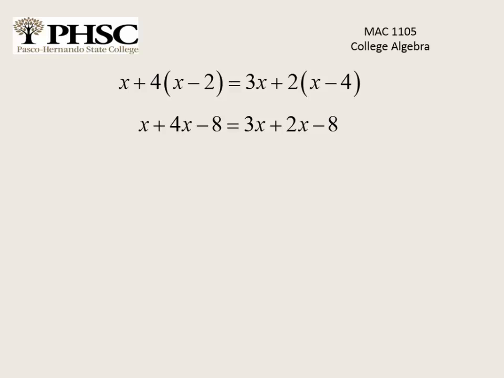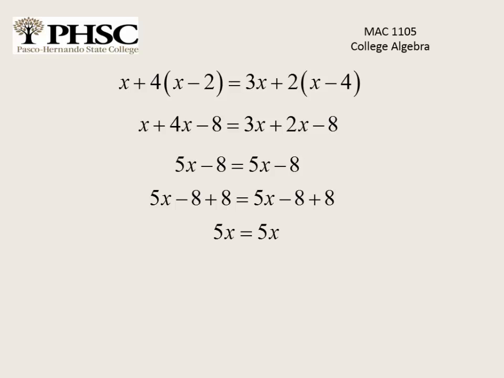And then we start combining like terms. So we're going to combine the x plus the 4x, and the 3x and the 2x. That gives us 5x minus 8 equals 5x minus 8. What happens at this point is if we add 8 to both sides, we end up with 5x equals 5x. So now this is what we call an identity. Now we could have seen that two steps previously, when we ended up with 5x minus 8 equals 5x minus 8.